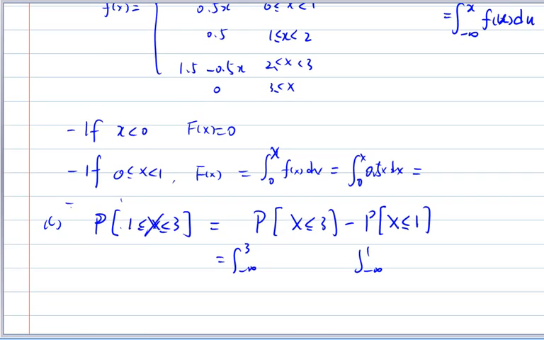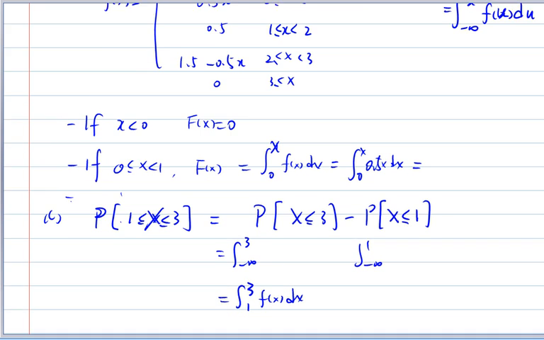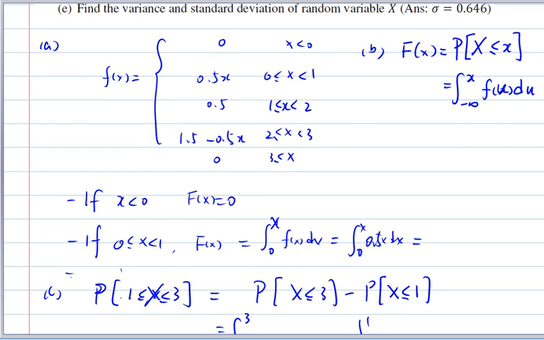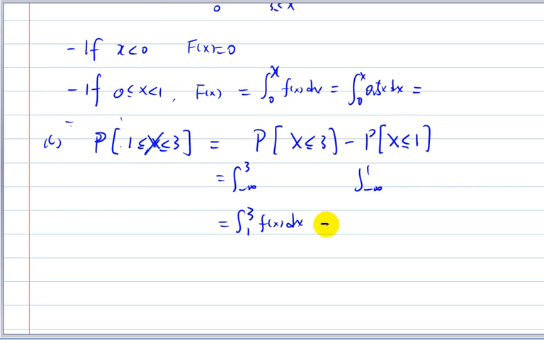Okay, so in other words, this is also equal to the integral from 1 to 3 of f of x dx. One of the properties that we learned in the class is that the cumulative distribution function is basically the antiderivative of this f of x. So you can also see that it is F of 3 minus F of 1.